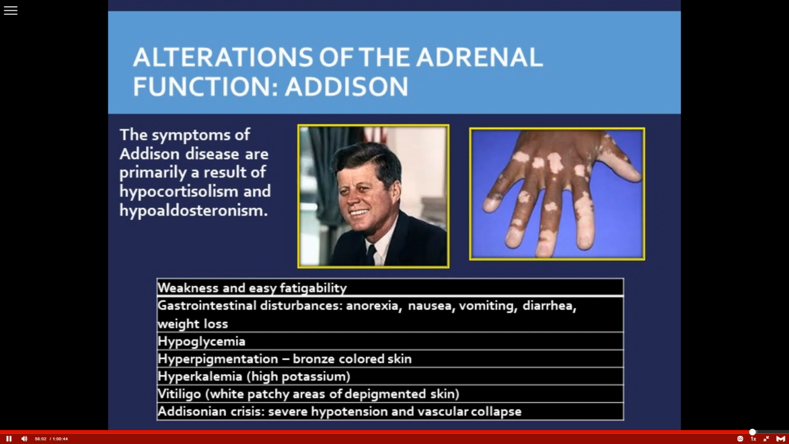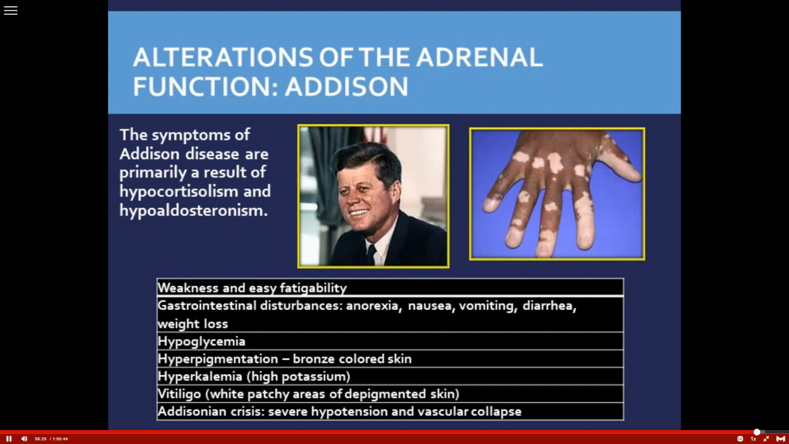And so it can be quite a problem with body image. The next thing is, I talked about the bronze colored skin, hypoglycemia. That makes sense. Think about what cortisol does. And of course, the big concern is when there's a crisis. So it really can cause that severe hypotension and literally vascular collapse.